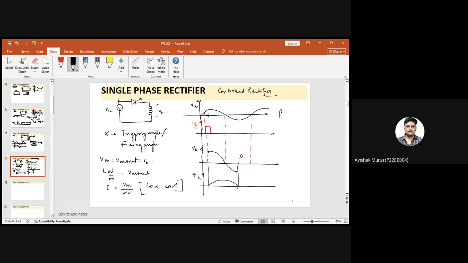So what will be the extinction angle? 2 pi minus alpha. This is alpha. This is my 2 pi. So the extinction angle will be 2 pi minus alpha. If we replace it with beta, then the current equation I0 can also be written as Vm by omega L times (cos alpha minus cos beta). Okay, clear?